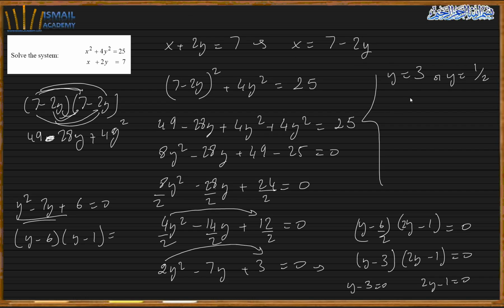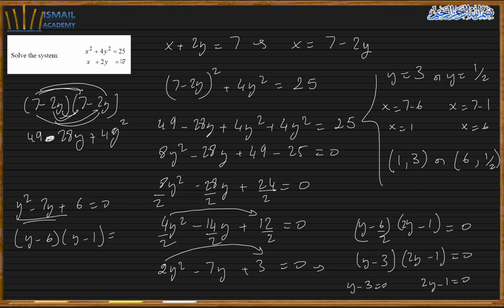So when y equals 3, I get x is 7 minus 6, which is x equals 1. When y equals half, x will be 7 minus 1, which is 6. So this means for x equals 1, y is 3, or I choose x equals 6 and y is half, and this will be your answer.